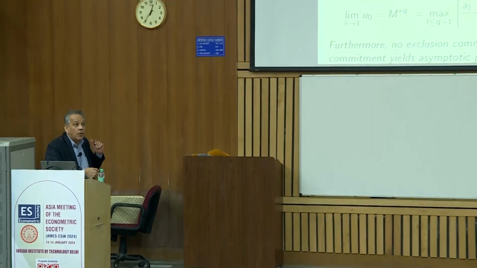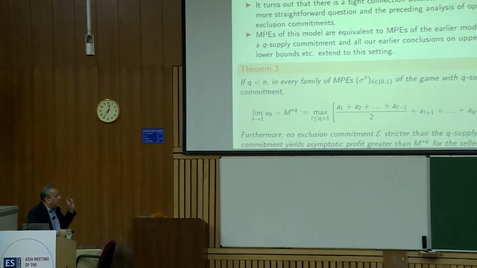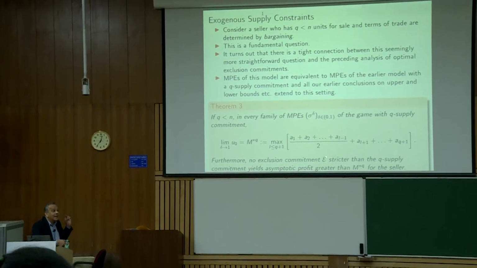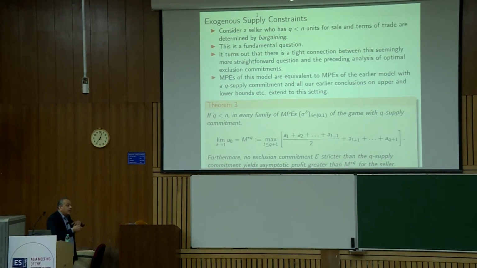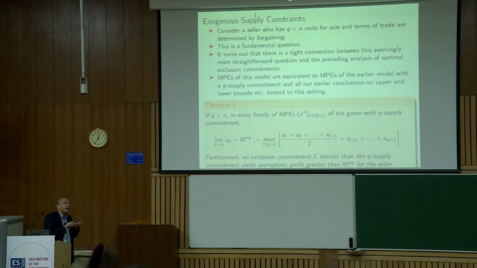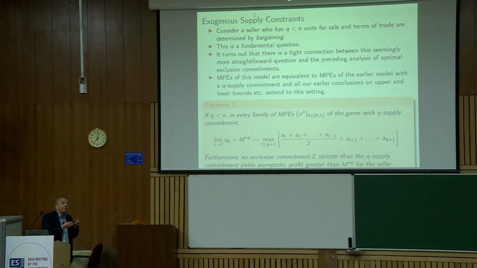Suppose you have 10 buyers and Q equals 4, then you just use this formula with Q equals 4. You look at the top 5 valuations and you choose your L optimally. That is actually going to be the outcome. That is the answer to the plain vanilla problem, and the structure of that problem turns out to be exactly the same as the structure of the optimal exclusion commitment problem, because the optimal exclusion commitment is a simple supply restriction, a supply restriction of just 1 unit.